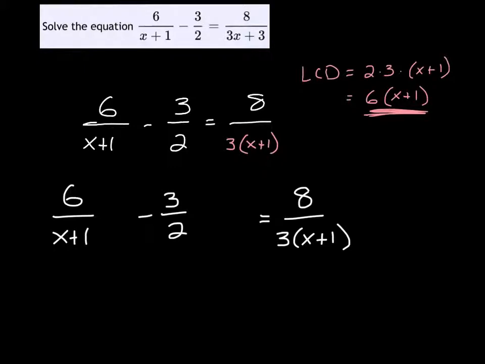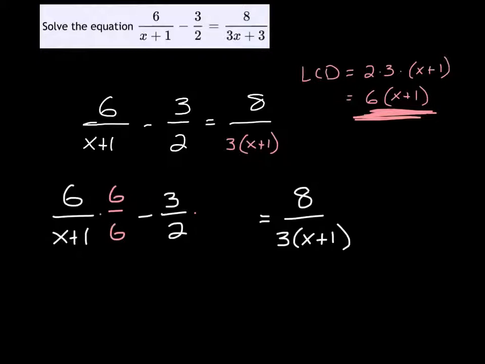In order to rewrite these fractions, what we need to do is multiply the top and the bottom by the same number. And again, we have the goal of getting to 6(x plus 1). All right, so in this first term, we have the x plus 1, but we need to multiply the top and the bottom by a 6. That will get us to 6 times x plus 1.